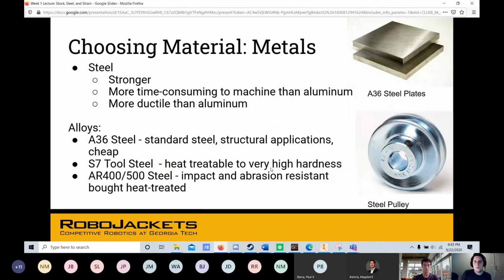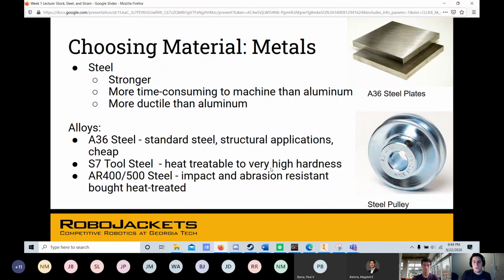All right, some other materials to work with. Steel is the big one. As everyone kind of knows, it's a lot stronger than aluminum, but it's also a lot more time consuming to machine than aluminum. It's also a lot more ductile than aluminum, so it'll take a lot longer to break in terms of strain.